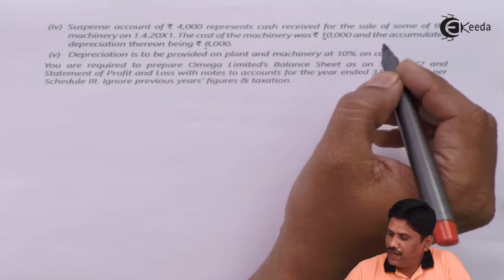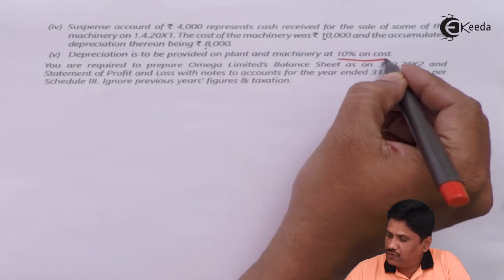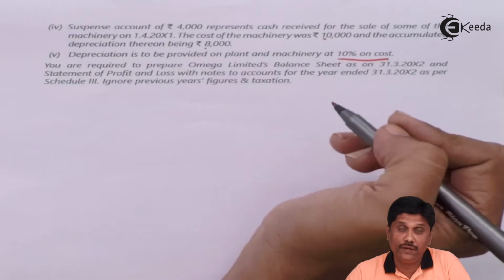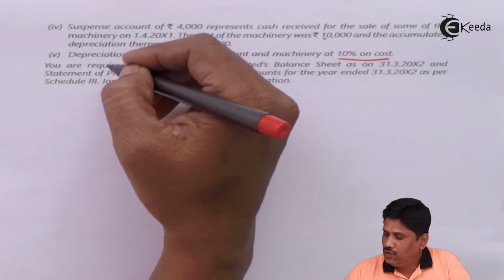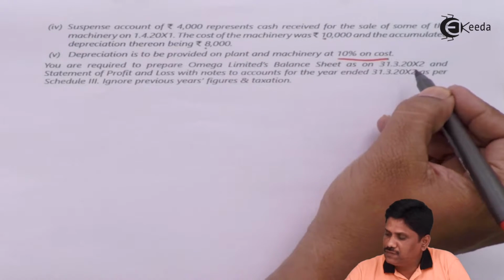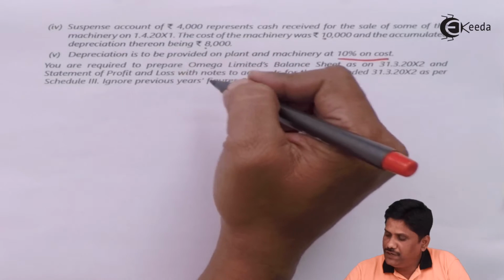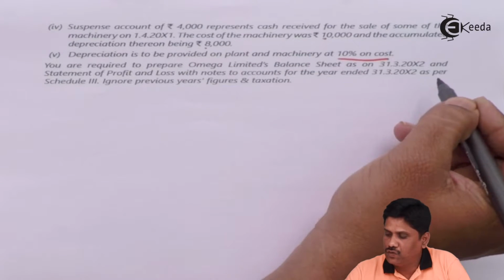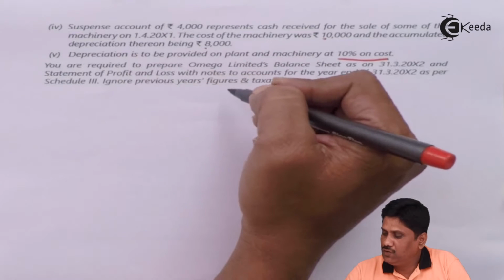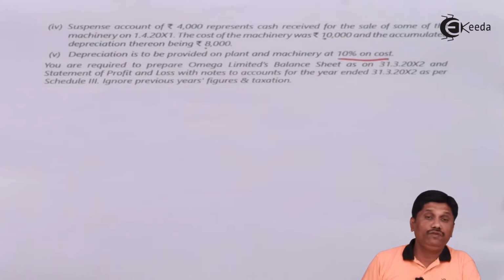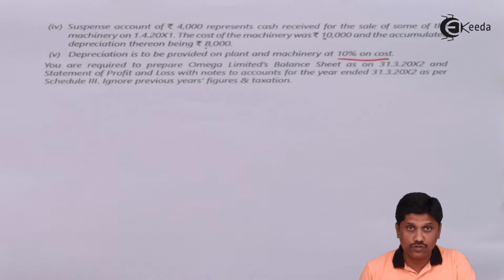Depreciation to be provided on plant and machinery at the rate of 10% on cost. So depreciation we will minus from fixed asset and we will show as your depreciation cost. You are required to prepare Omega Limited's balance sheet on 31st March X2 and statement of profit and loss with notes to the account for the year ended 31st March X2 as per Schedule 3. Ignore the previous year figures and taxation. Okay, so we will begin with the format presentation and then we will go with the working notes also.